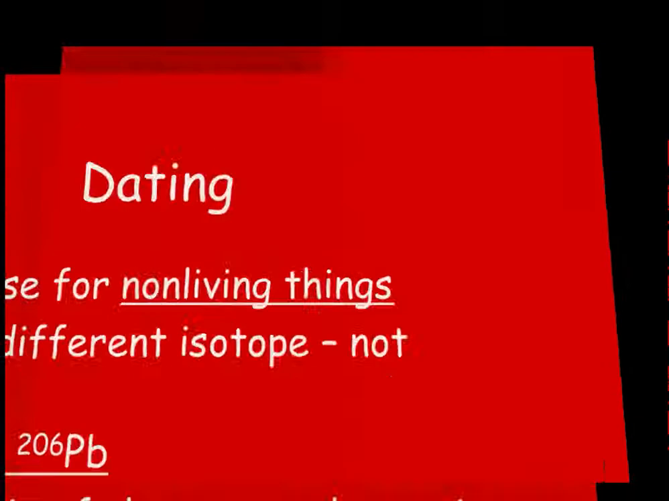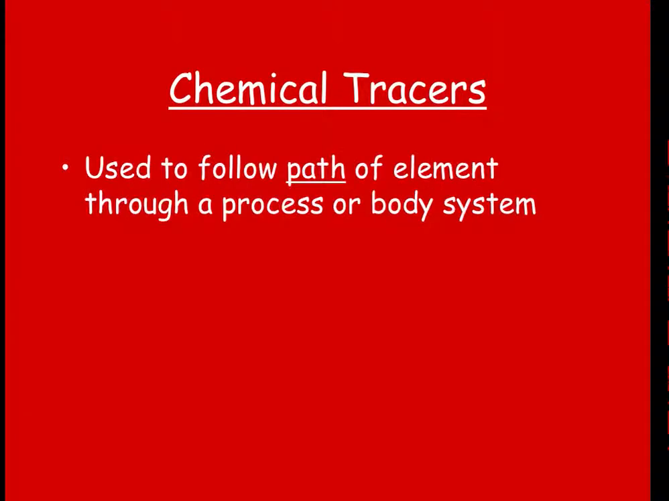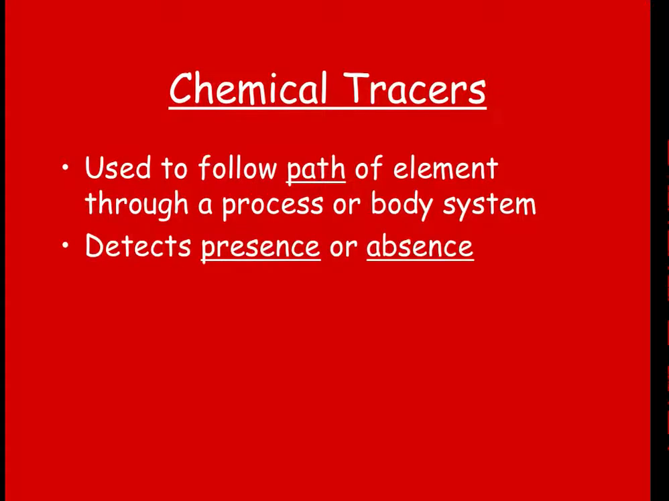The second use that we have for radioisotopes is as a chemical tracer. And chemical tracers, what they do is they allow us to follow the path of an element through a process, or for instance through a body system. So we can actually find out how these different processes work, like in physiology. Basically, these chemical tracers allow us to detect if they are present or not.